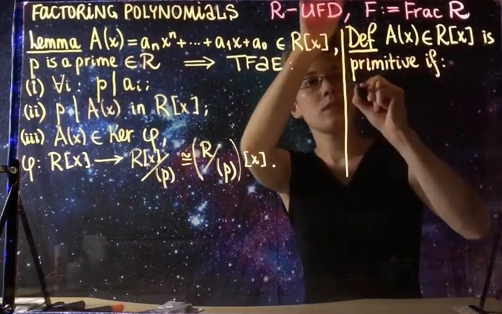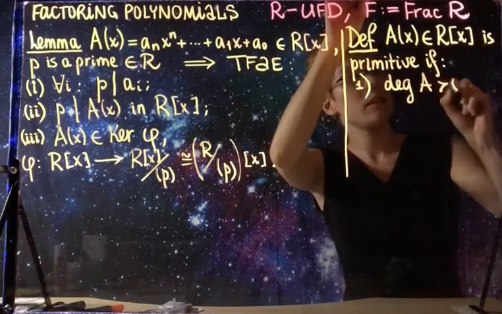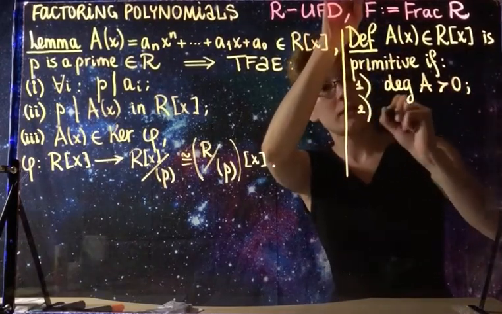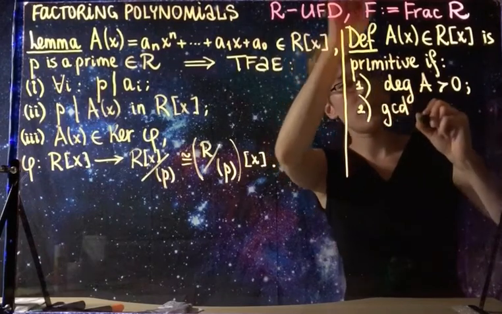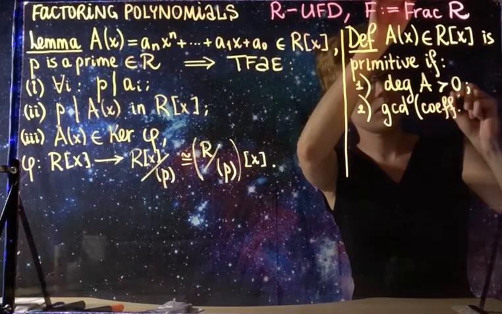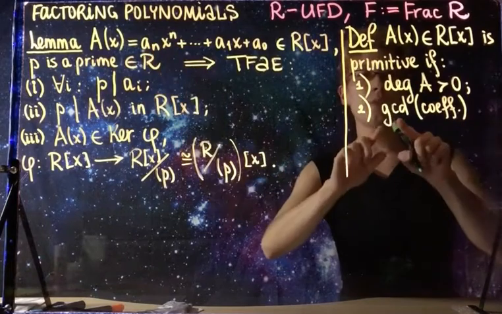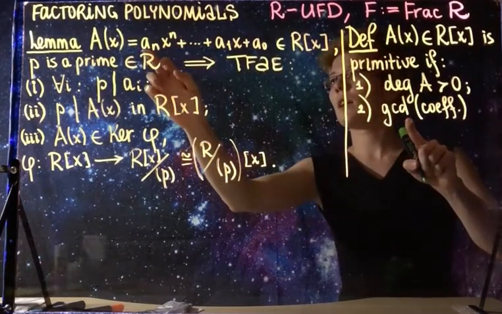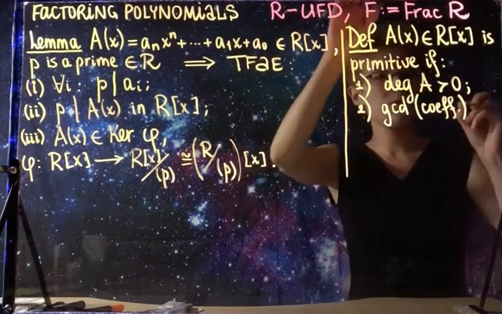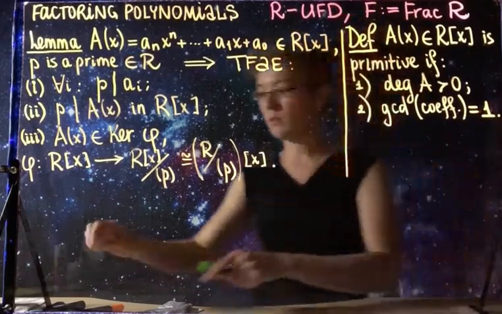if first its degree is greater than 0, so it is not a scalar, and second the greatest common divisor of its coefficients. So with this notation, it will be the greatest common divisor of a_{n-1} through a_1 and a_0. Its greatest common divisor is equal to 1.